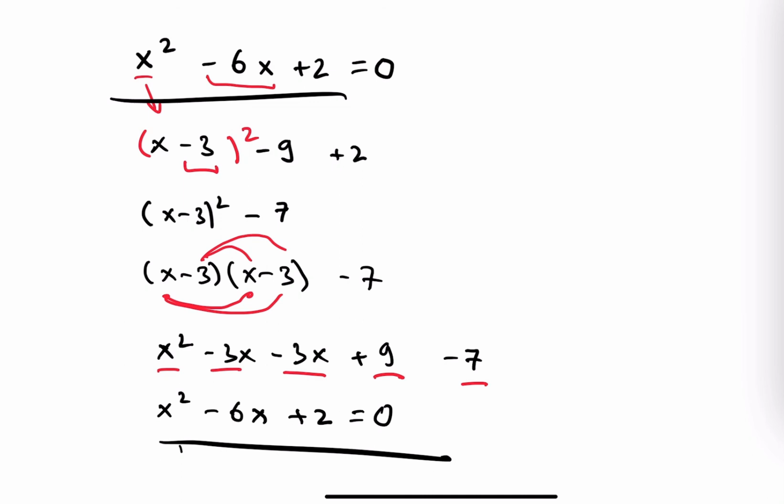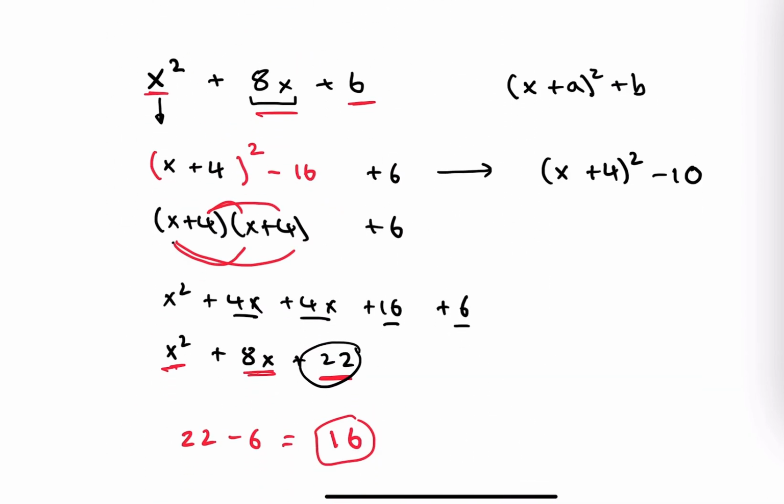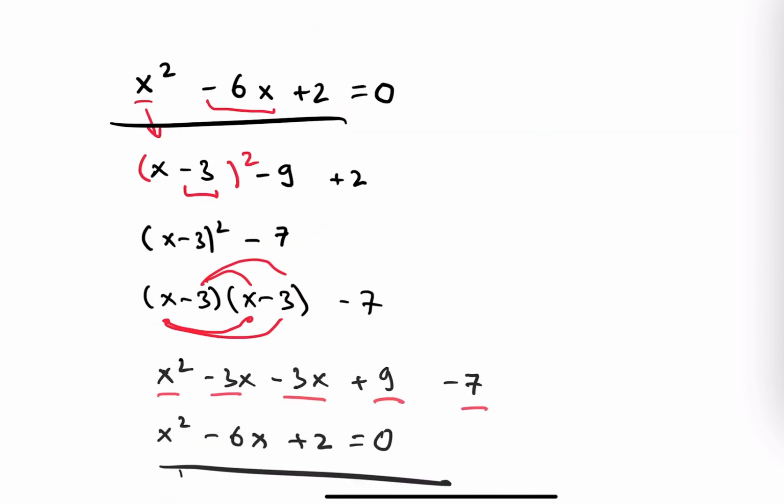In the next video, we're going to look at where the coefficient in front of the x squared is maybe 2, negative 3, something like that. And how do we solve that?